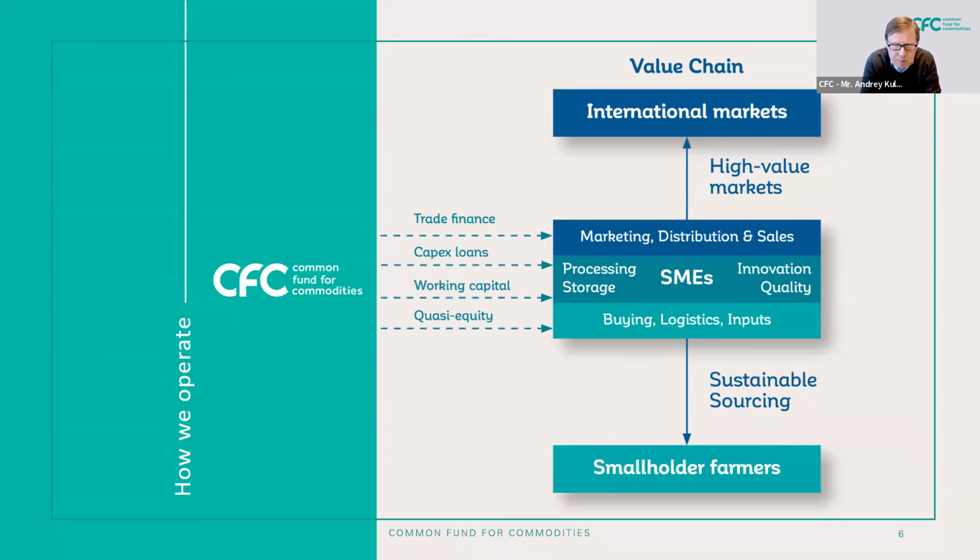Those small and medium enterprises can organize logistics, can provide inputs, can provide processing, storage, innovation, quality improvement, certification, as well as packaging, marketing, distribution, sales, anything that is needed to bring the commodities produced by the poor and the underprivileged people to the high value markets, whether global or local or international or regional, where additional value can be generated and transferred to the primary producers.